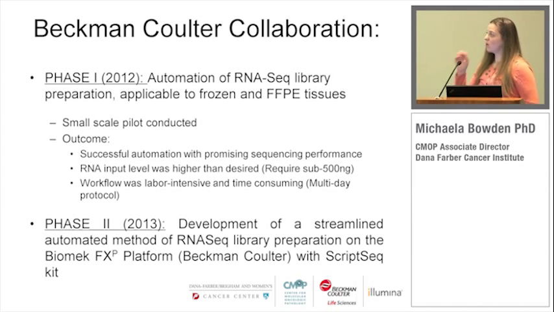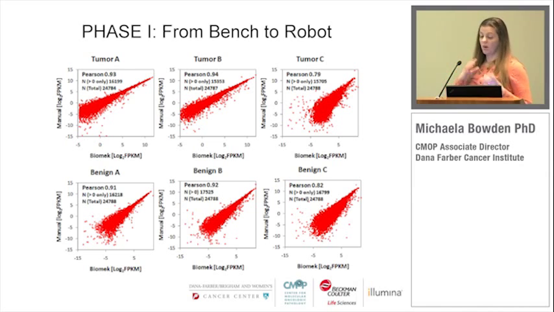And so just to give you a summary of the phase 1 results, from bench to robot. On this panel, as I said, we had 3 samples, so top and bottom are tumor and benign, tumor and benign, tumor and benign, and these axes are actually log base 2 scales. On the y-axis, you have the manual transcripts that were discovered, and on the x-axis, you have the automated process.